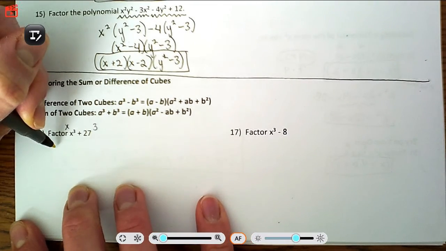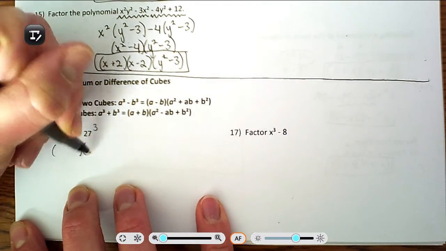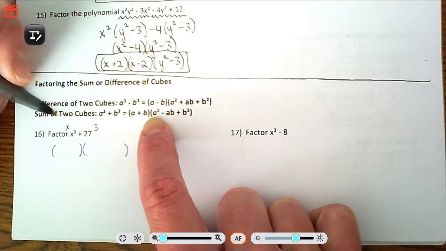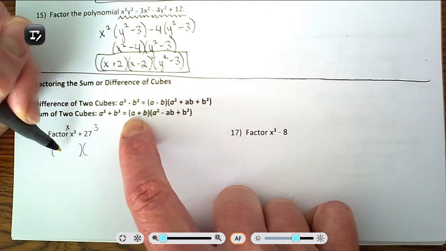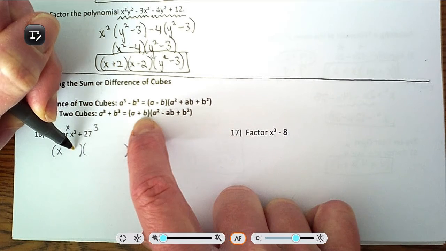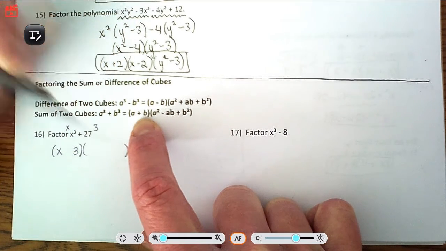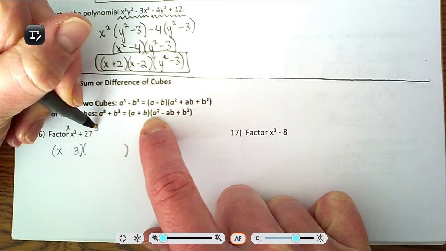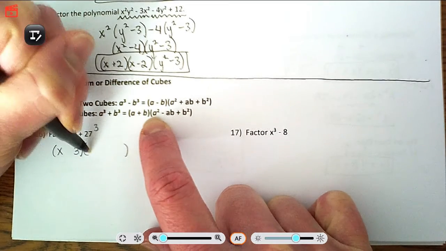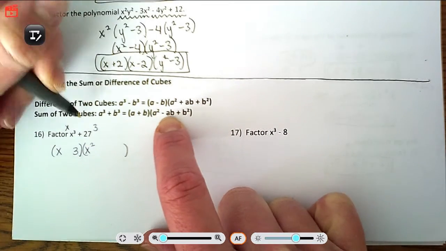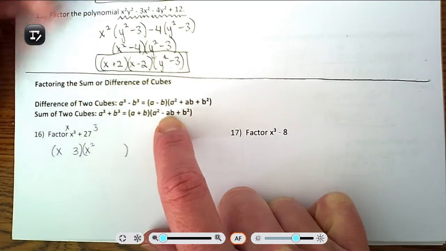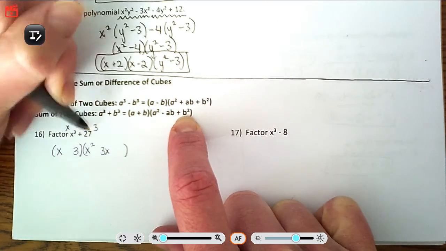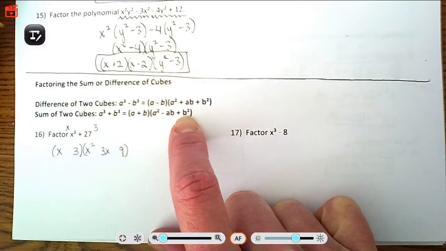Okay, so then we need to follow the pattern for a binomial and a trinomial and fill in all these terms. So first we start with the a, which is x, then we do b, which is 3, and I'll come back through and I'll put in the signs. Then we have a squared, which is x squared. Then we have a times b, which is x times 3, which we could just write as 3x. Then we have b squared, which is 3 squared, which is 9.